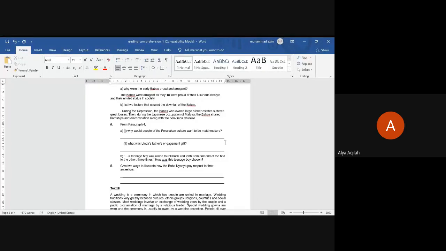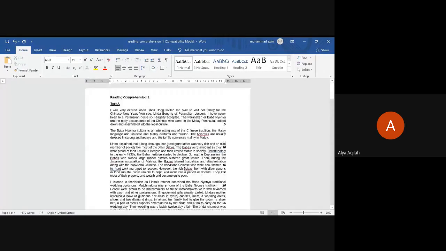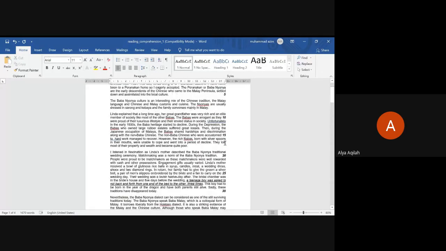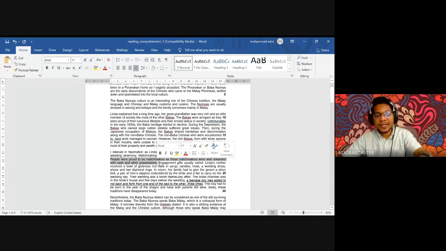People were proud to be matchmakers, as these matchmakers were well rewarded with cash and other possessions. Very good, Alia. So this is the answer for 4A.